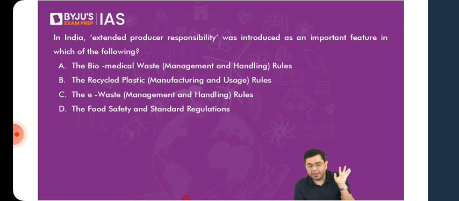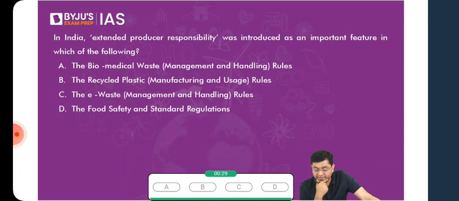So in India, extended producer responsibility was introduced as an important feature by which of the following? For the first time, it was introduced by which? EPR. We have discussed this while discussing waste management. Good, very good, guys. So it is the e-waste rules which for the first time introduced EPR.